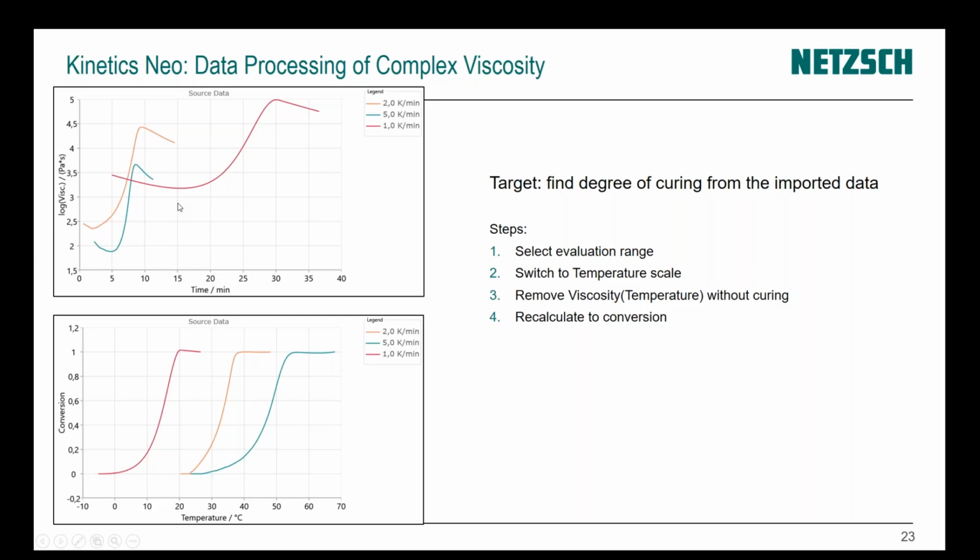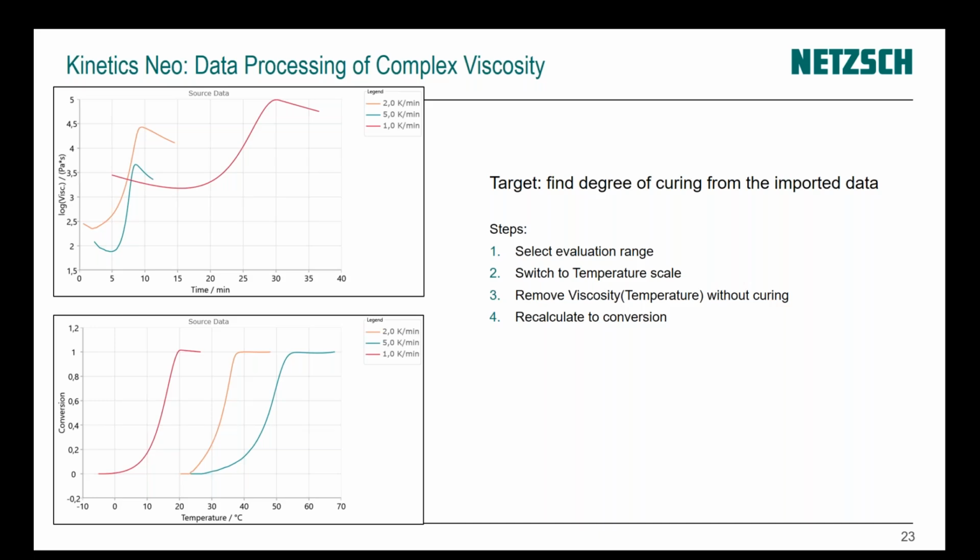Then we can make some pre-processing. We can make some smoothing. We can remove a slope, which is not important for curing, and recalculate everything from 0 to 1 and have a second picture, which is called conversion or degree of cure. Here, conversion or degree of cure changes from 0 to 1. Now we have information only about curing. All other non-necessary information is removed.